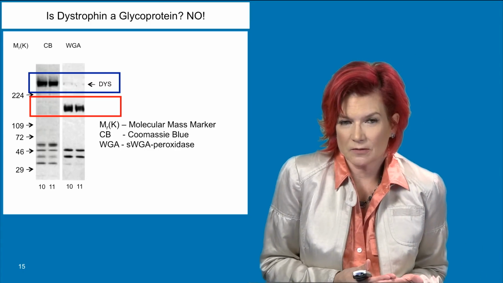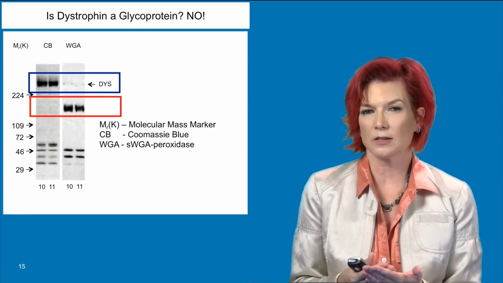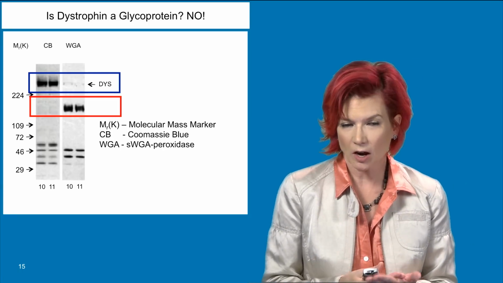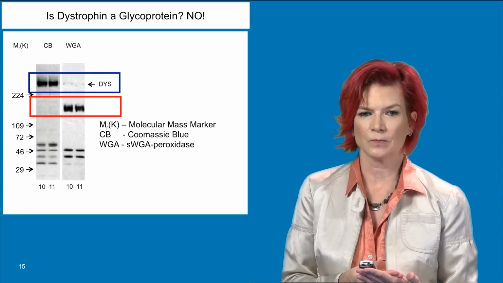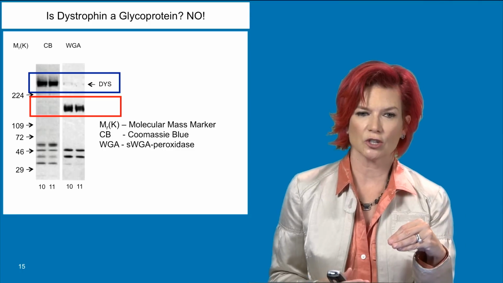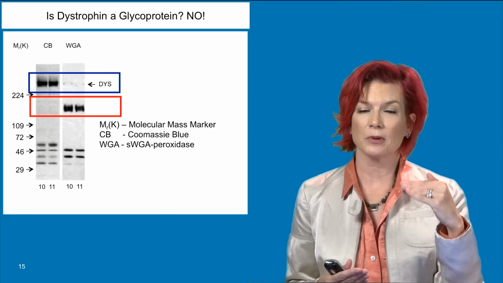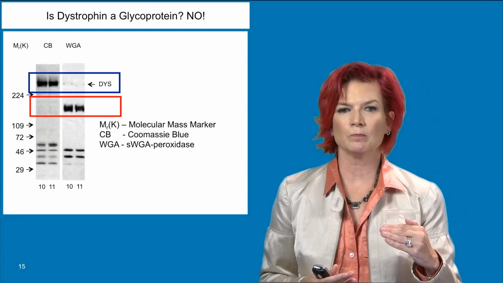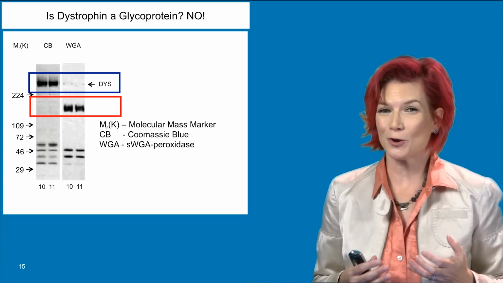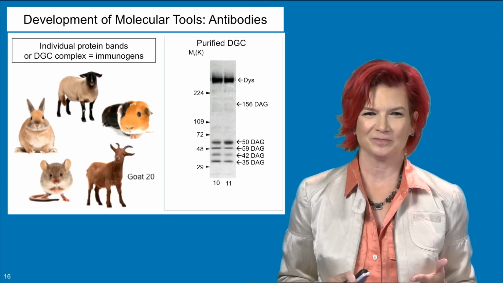Do we know the identity of that protein? No, absolutely not. But it could explain why dystrophin is retained on the SWGA column during the first step of the purification. I also just want to bring your attention to the lower part of the gel. You can see that the WGA is picking up a few of those other glycoproteins as well, suggesting that dystrophin is associated with one or more glycoproteins. And that turns out to be right on the money.